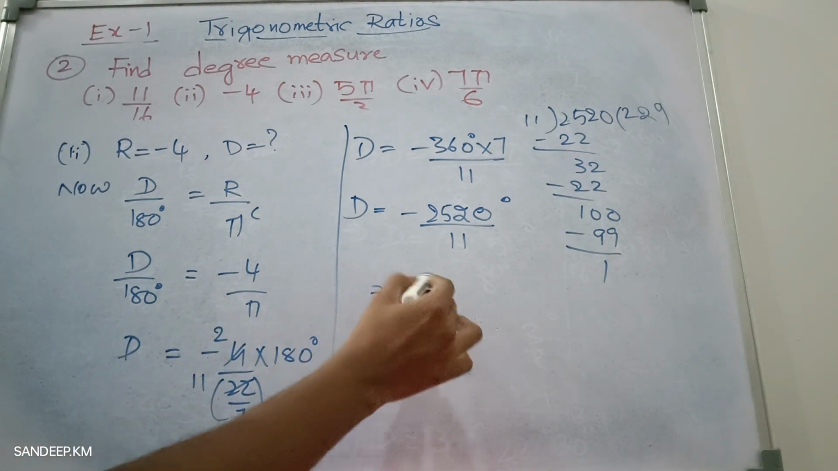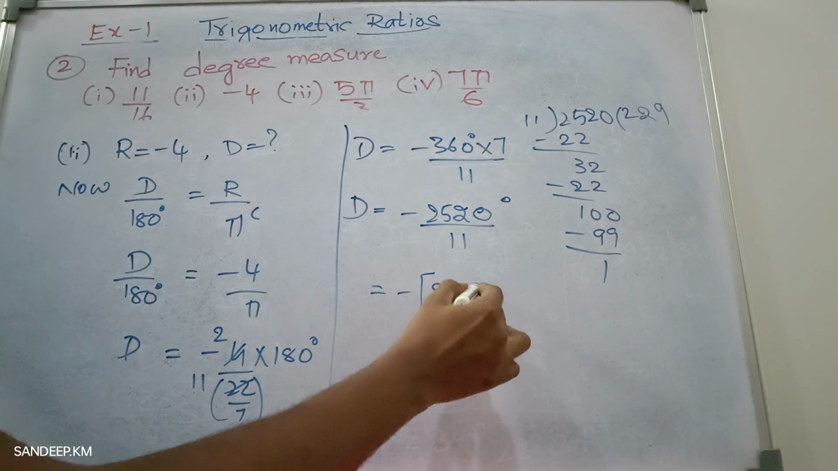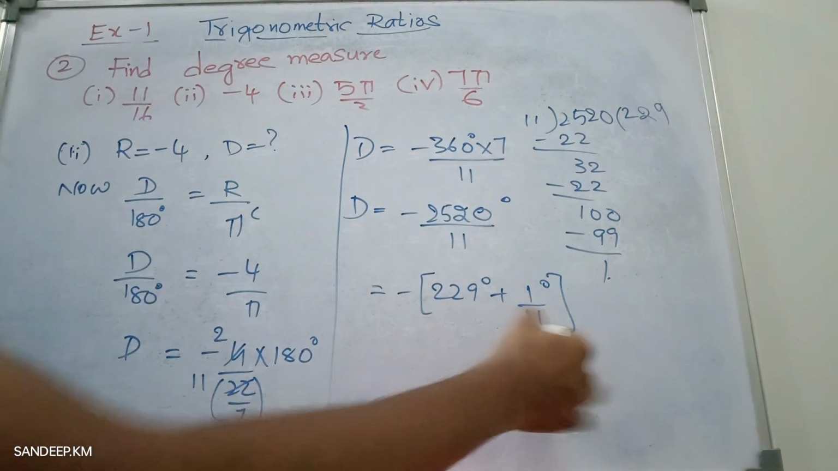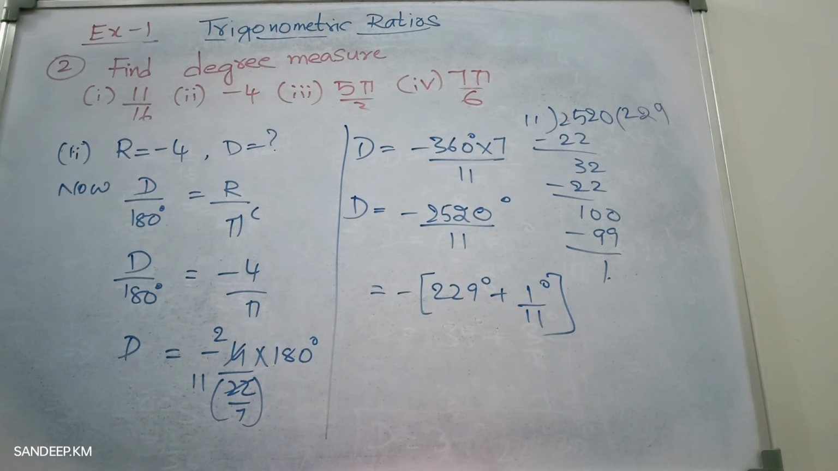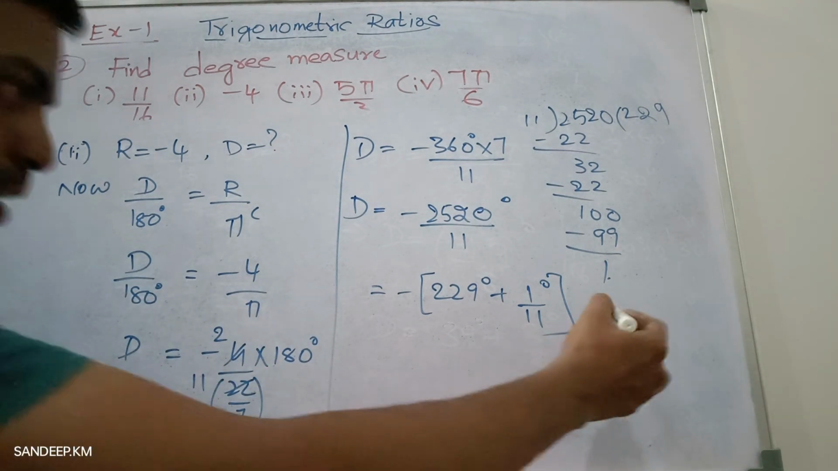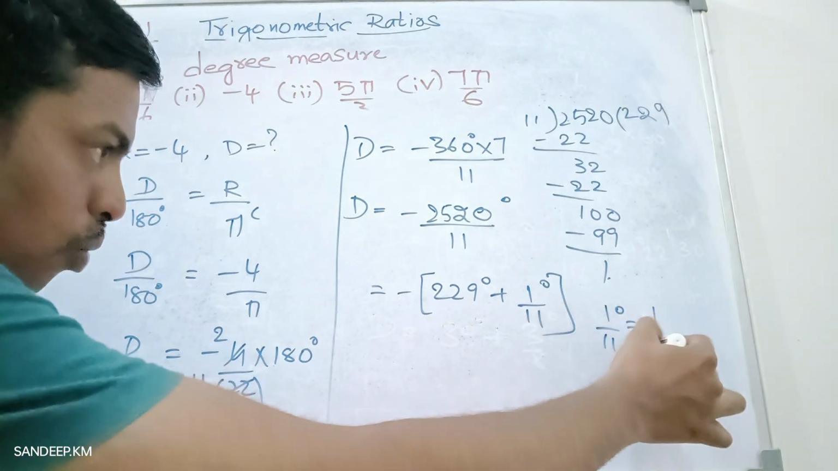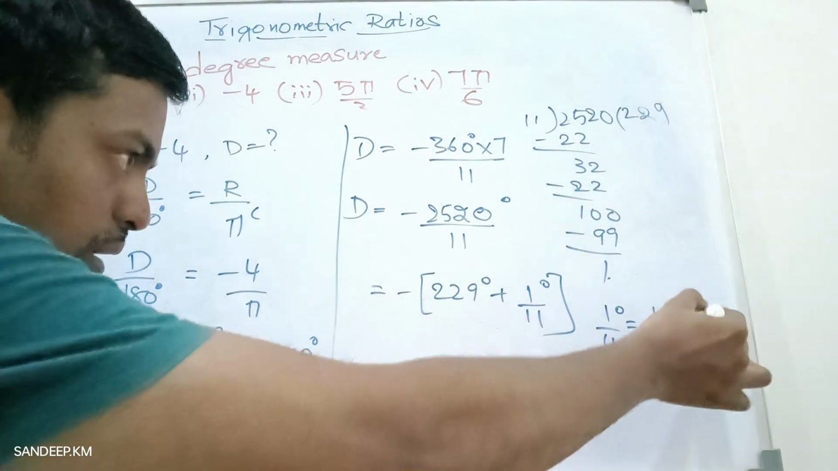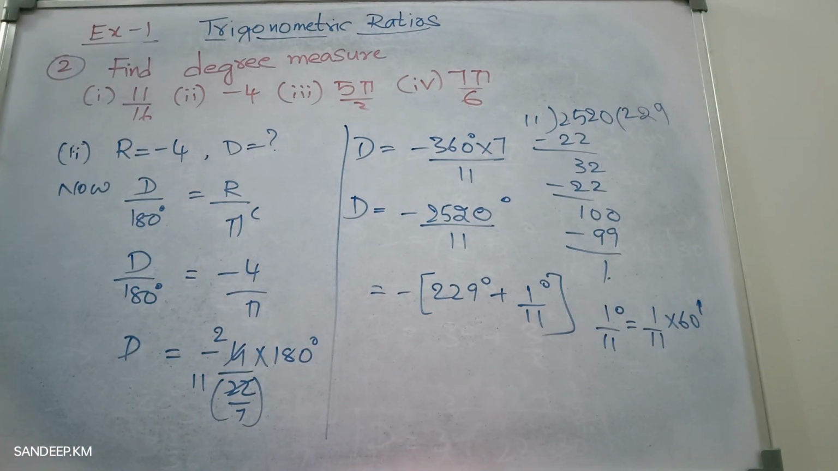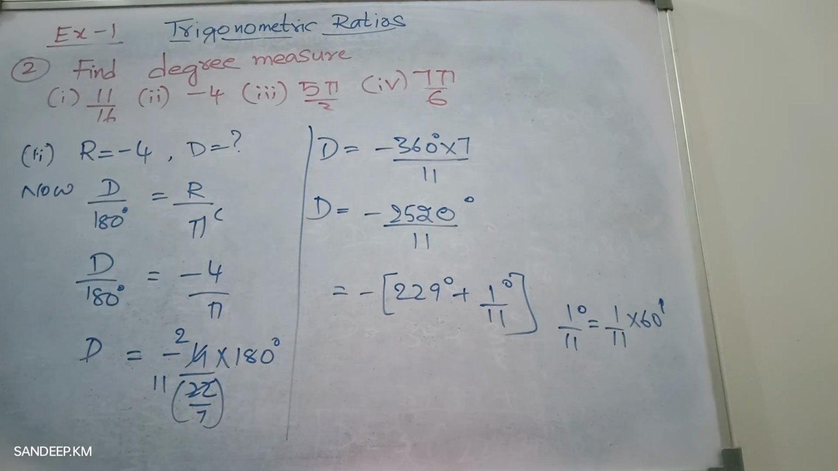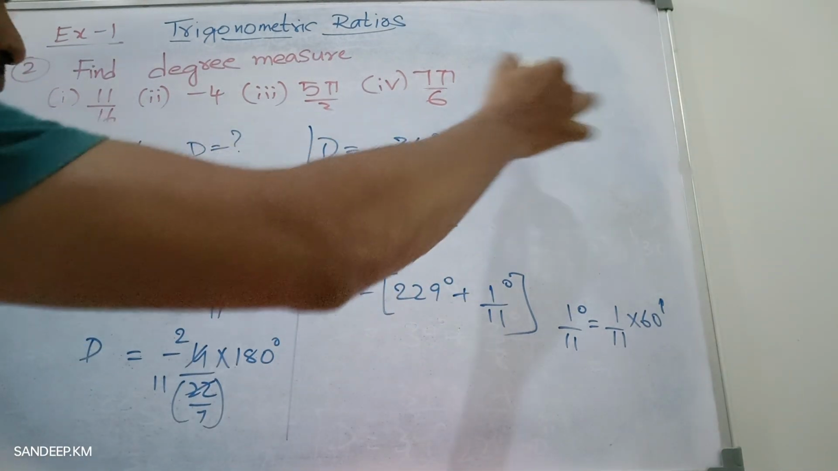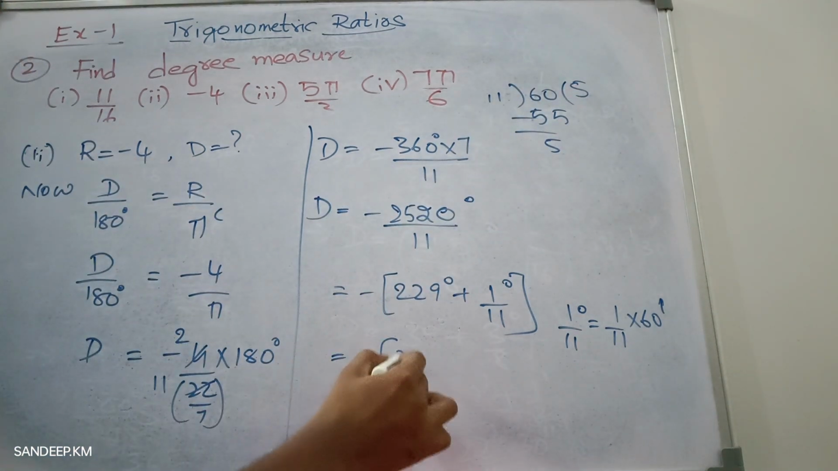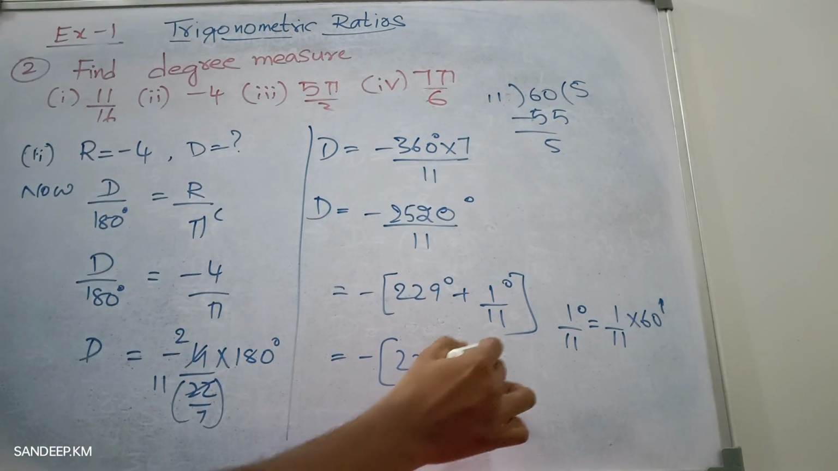So we have got minus of 229 degrees plus 1 by 11 degree. Again let us convert 1 by 11 degrees into minutes. For that, 1 by 11 degrees is equal to 1 by 11 into 60 minutes. That means I have to divide 60 minutes with 11. So when I do 60 divided by 11, 11 5s are 55, the remainder is 5. So that means minus of 229 degrees 5 minutes.